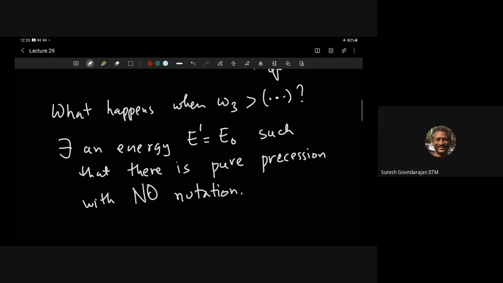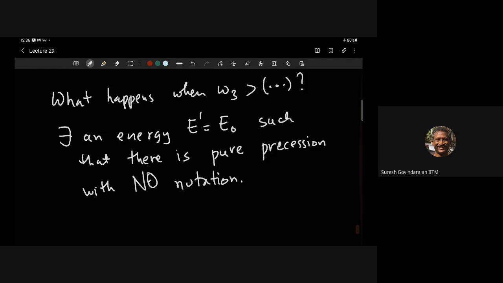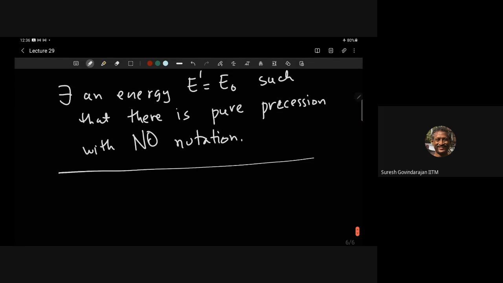Anybody? Because when the energy E prime is E naught, theta dot becomes zero and theta becomes equal to theta naught. Theta can take only one value, theta naught, and theta dot is zero. That is the only thing. So that's what happens.